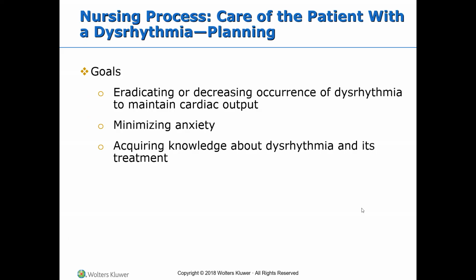So, the goals of the nursing process for the care of the patient with a dysrhythmia, of course, are eradicating or decreasing the occurrence of dysrhythmia to maintain cardiac output, minimizing anxiety, and acquiring knowledge about the dysrhythmia and its treatment. So, some of these patients, AFib is new for them. It's very scary, and they may have anxiety. That may make their heart rate go up. What makes your blood pressure go up? Pain. Anxiety can make your blood pressure and your heart rate go up. Your heart rate can go up with pain. And the shortness of breath that they have may be from exertion.